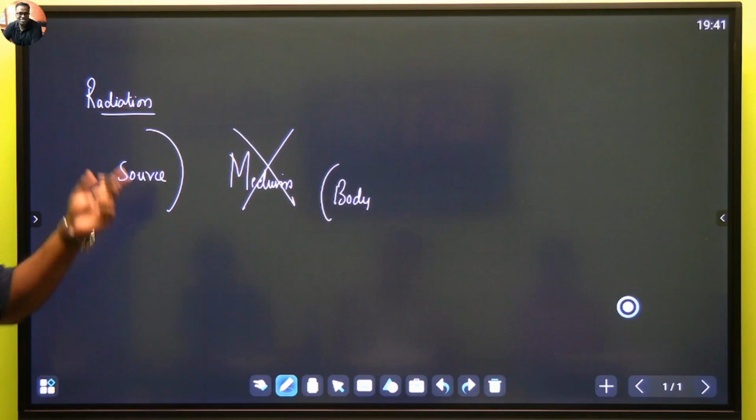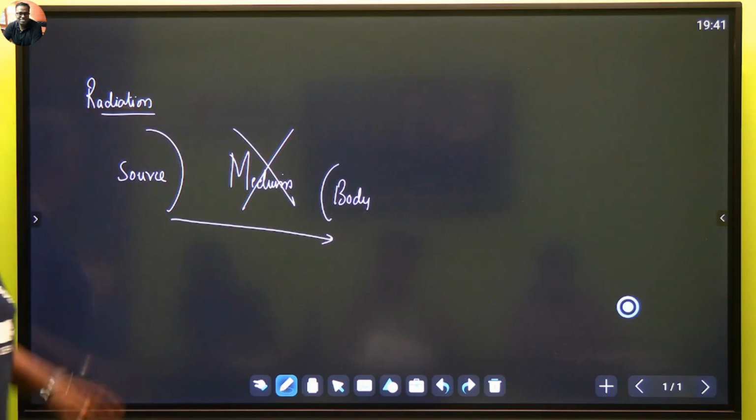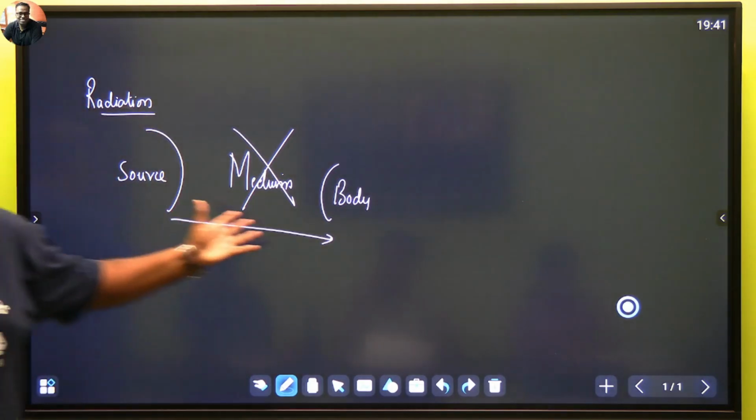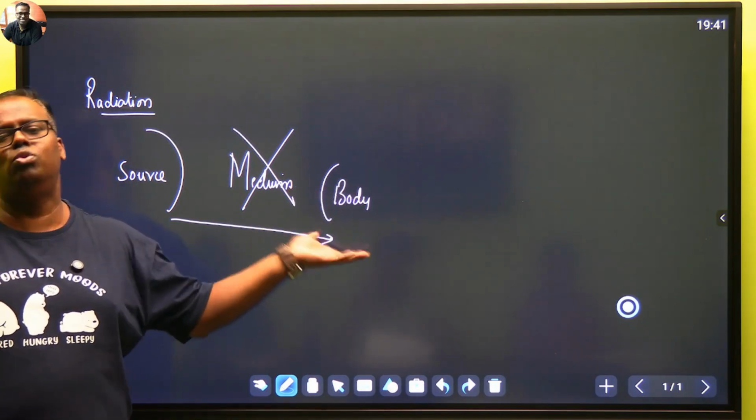That mode of heat transfer, when heat is transferred from a source to a body, obviously the source has to be at higher temperature, and the body has to be at lower temperature. This is how physics goes. Agar body higher temperature mein rahega to ulta heat jayega.